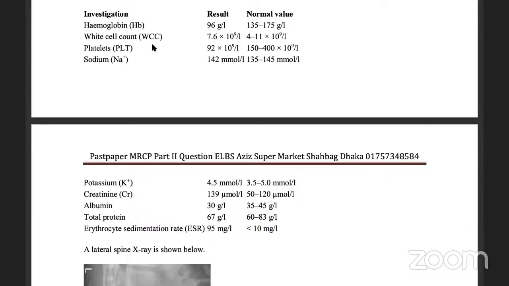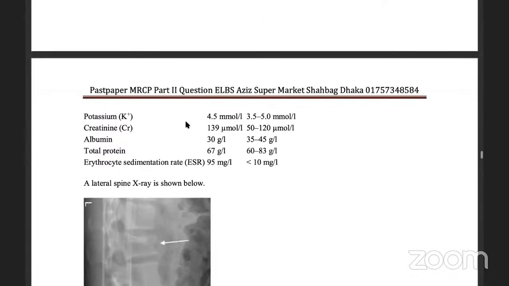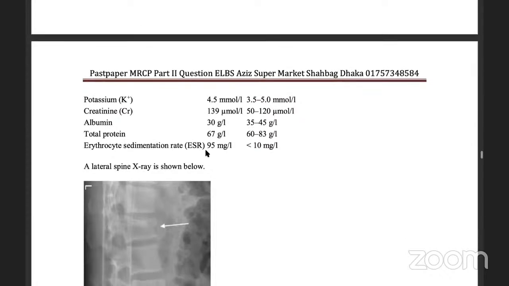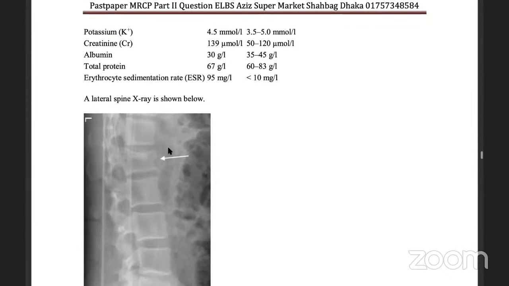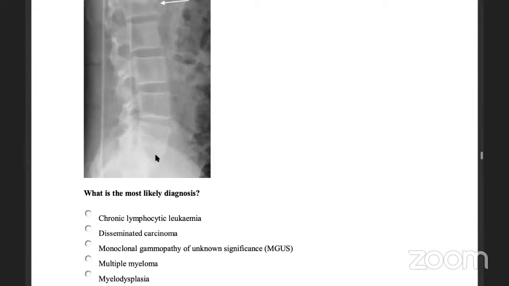Globulin is high. Albumin is low, total protein high. Actually the globulin is normal, not too high, but on the upper side. But ESR is high, and with anemia and back pain, most probably multiple myeloma. Anemia is a feature, and there are lytic lesions here.